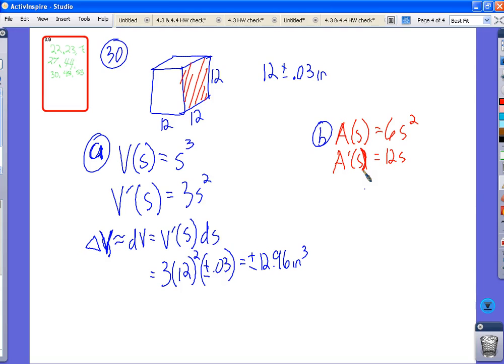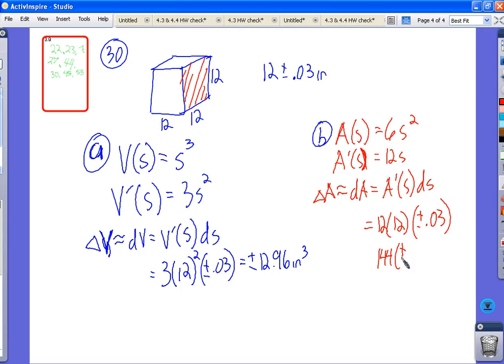We want to know the possible change in area, which is close to dA, which is equal to A prime of s times ds. So A prime of our s would be 12 times 12, times our possible error, which is plus or minus 0.03. So 144 times plus or minus 0.03 is 4.32, which is squared.